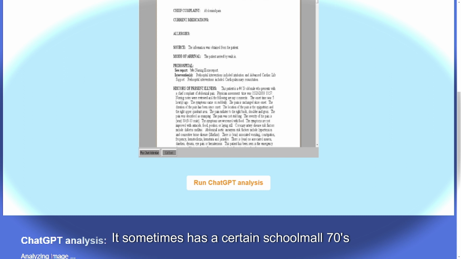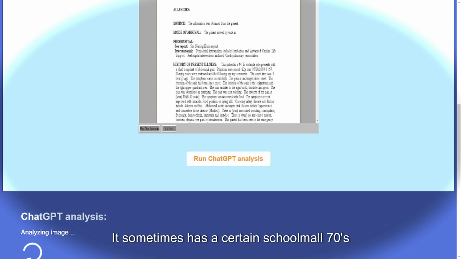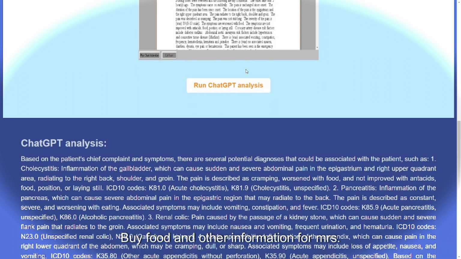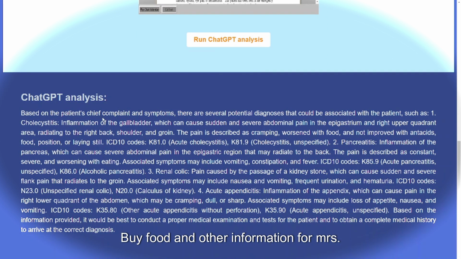So there is an ER admission note. The chief complaint is abdominal pain. The patient is a 44-year-old male who presented with this abdominal pain, and symptoms came on suddenly. The pain was not stabbing and it's not worsened by food, and there's a lot of other information. Now let's look into what the analysis says.